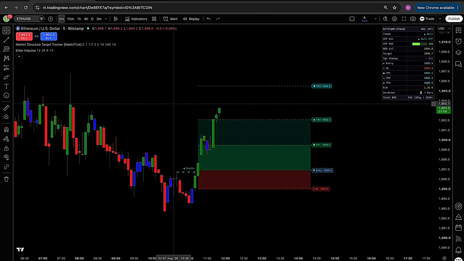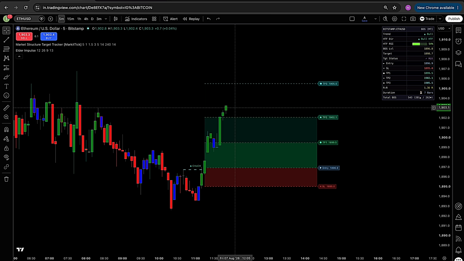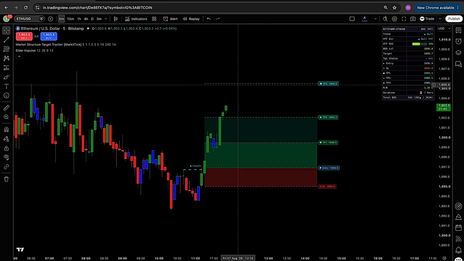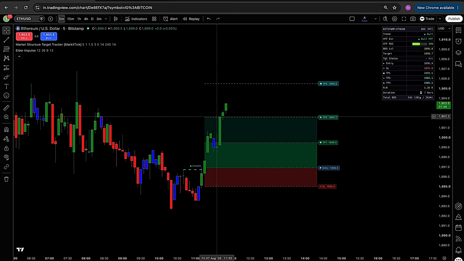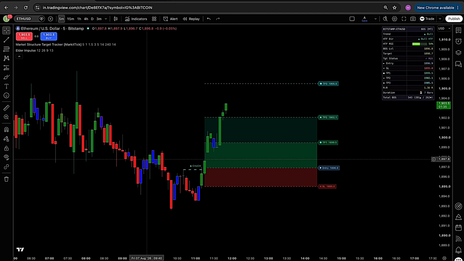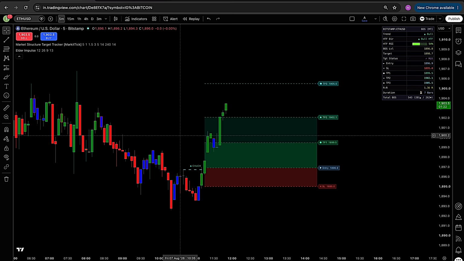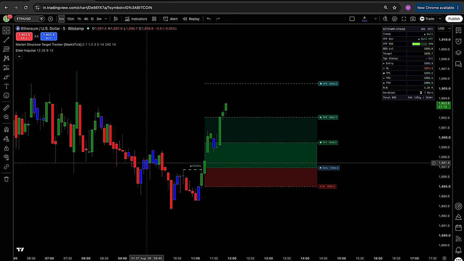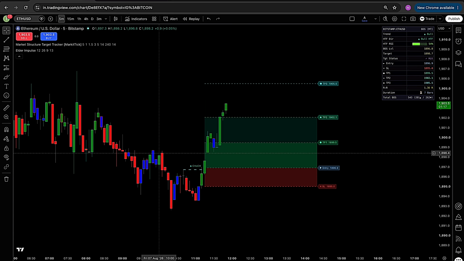Here you'll see 3 colors. The first is blue, the second is green, and the third is red. You must know that the green color means the buying momentum here is very good, and the red color means the selling momentum here is good. But what does the blue color denote here? The blue color here denotes that the market is sideways.